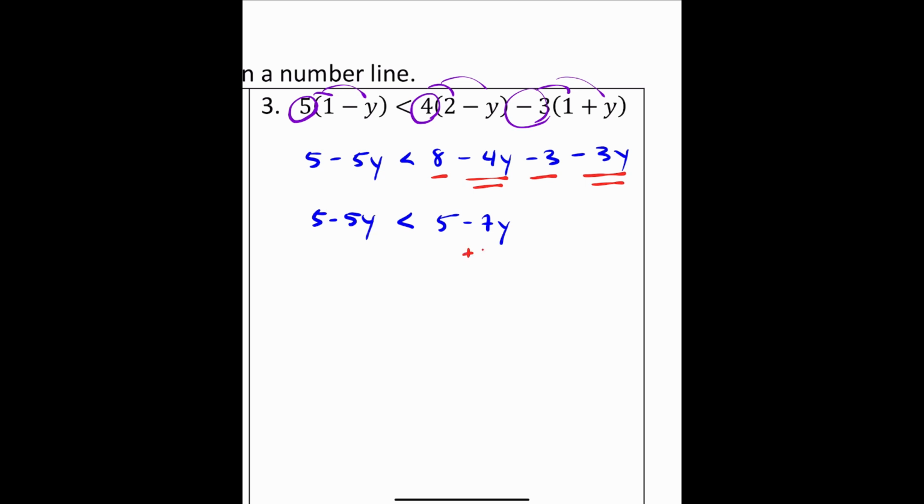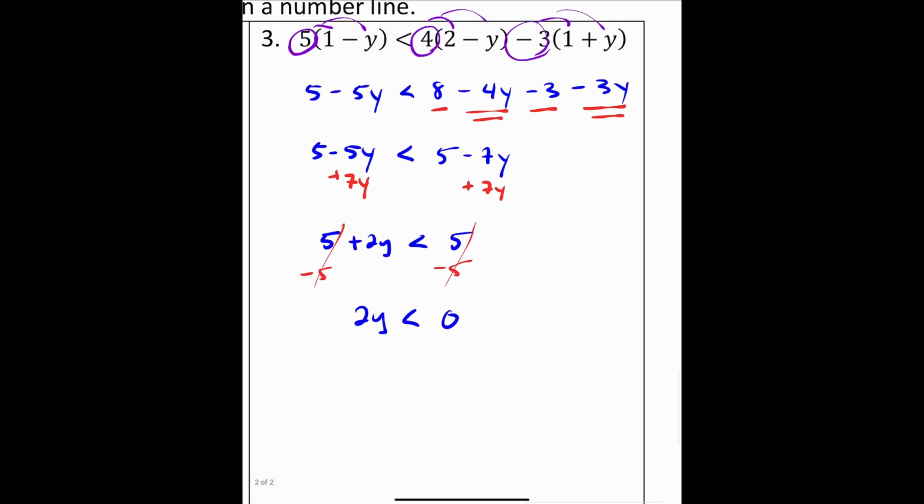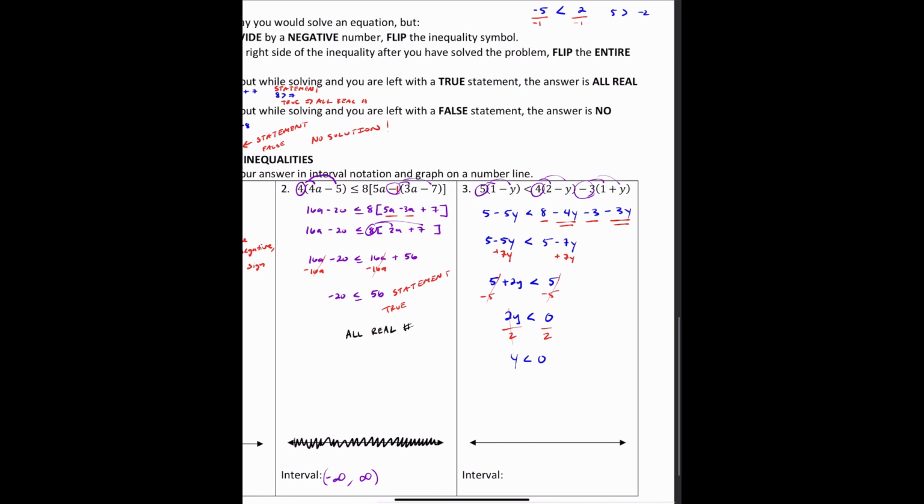So I'm going to add both sides by 7y. So I have 5 plus 2y, which is less than 5. And now I'm going to subtract both sides by 5. And I'm left with 2y, which is less than 0, because 5 minus 5 is 0. Now, I'm going to divide both sides by 2. I have y is less than 0.